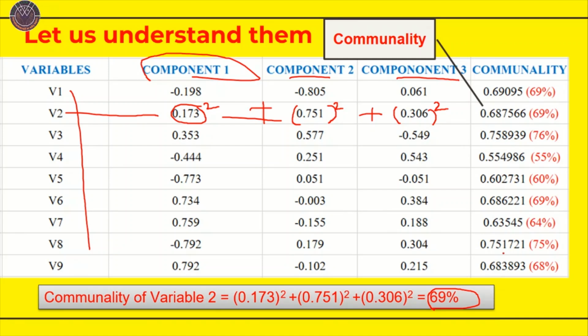If this value is very low, then these variables should not be considered for our investigation. I already told you the benchmark is 0.4 and above, or 40%, but most of the time you should go for 60 and above. If it is close to 70 and above, then it is the best situation for doing factor analysis and extracting the factors.